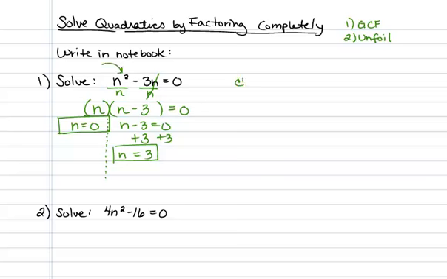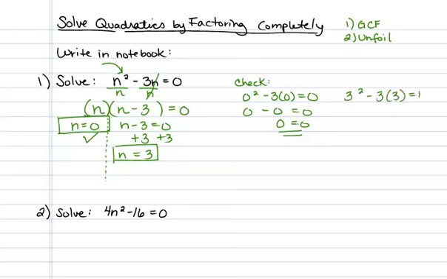Now you have to check each one. If you check 0, 0 squared minus 3 times 0, 0 minus 0, 0 checks. 3 squared minus 3 times 3 equals 0. 9 minus 9, that checks as well.